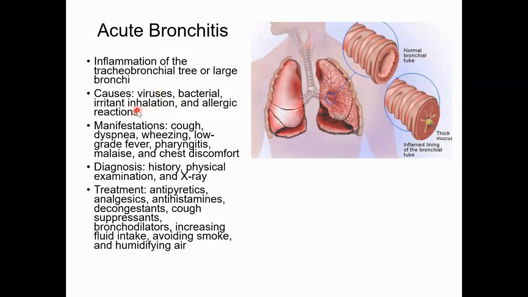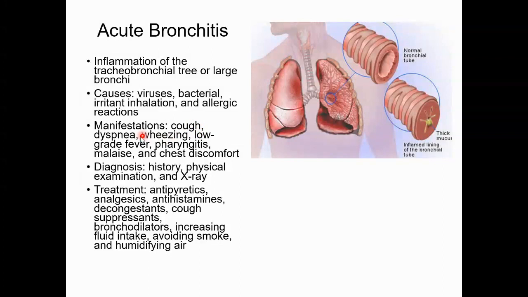An irritant inhalation can cause it. Somebody may be breathing in some smoke or some type of pollutant, or an allergic reaction. Vaping is another cause of acute bronchitis. It causes inflammation in the bronchi, in the whole bronchial area. When we talk about the tracheobronchial tree or the large bronchi right here.